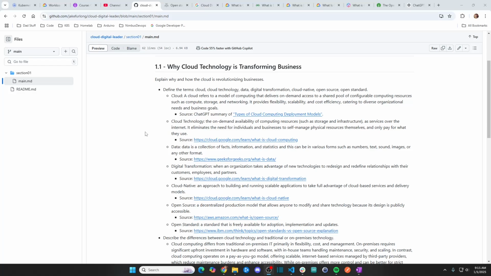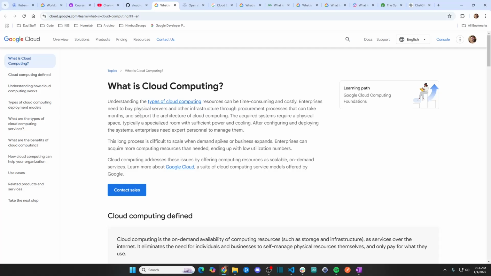So let's start with cloud. Cloud refers to a model of computing that delivers on-demand access to a shared pool of configurable computing resources such as compute, storage, and networking. It provides flexibility, scalability, and cost efficiency, catering to diverse organizational needs and business goals. This answer was derived from a ChatGPT summary of an actual piece of documentation that I have from Google Cloud called What is Cloud Computing? This documentation is referenced several times in this section, so it is imperative that you actually read this documentation in its entirety.